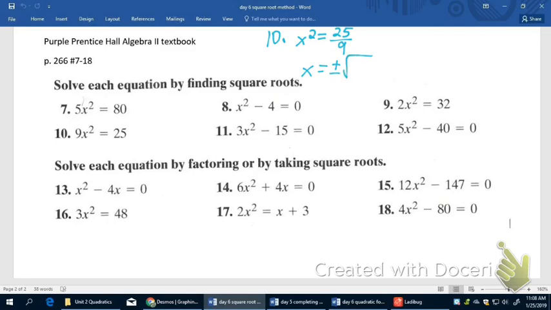So the plus or minus square root of 25 over 9. To finish this problem, you would simplify that root, but that's actually a pretty easy root to take. So on number 10, your final answer is positive or negative 5/3. Because the square root of 25 is 5, the square root of 9 is 3, 5/3 can't reduce anymore, you know you're done.